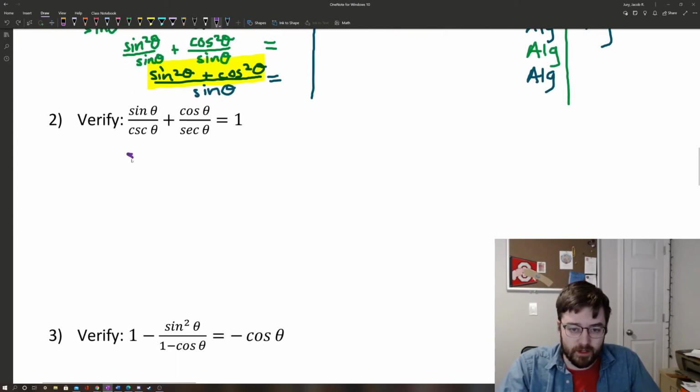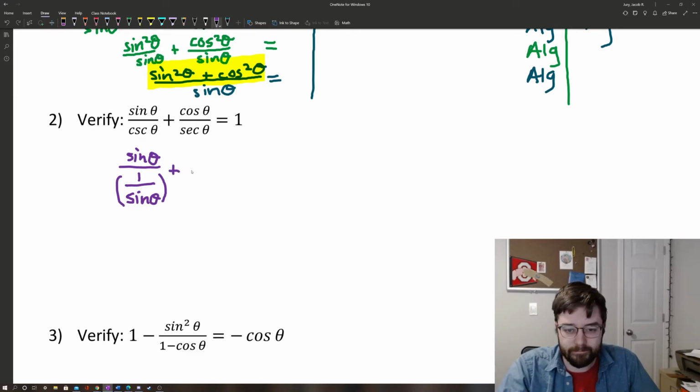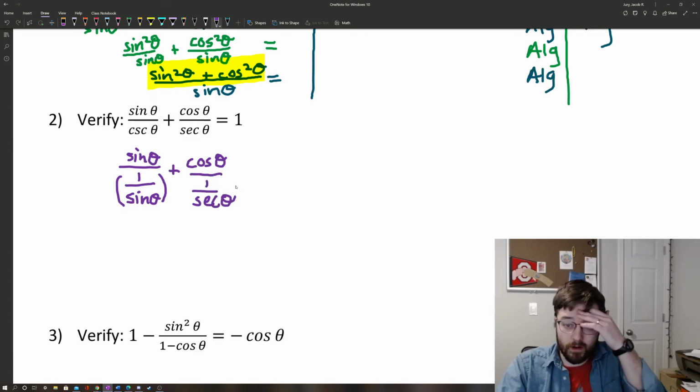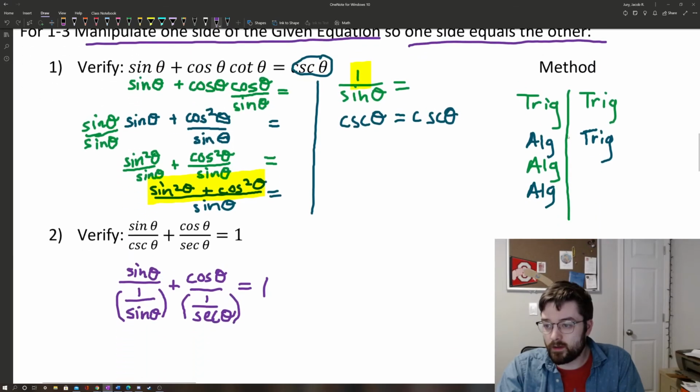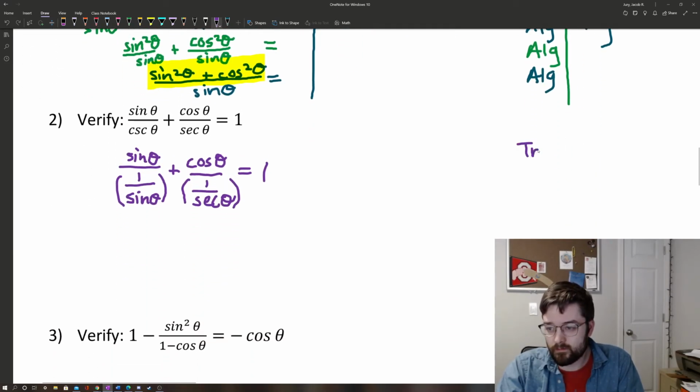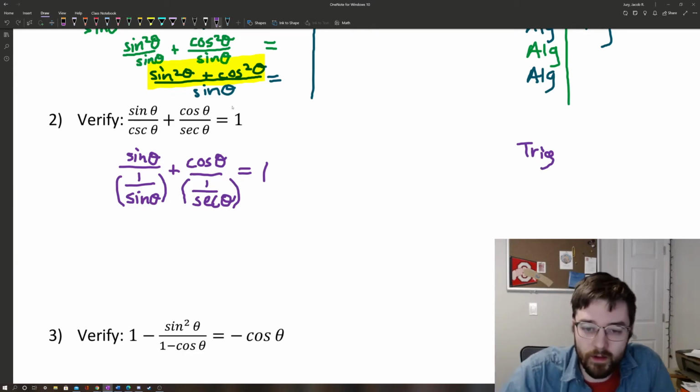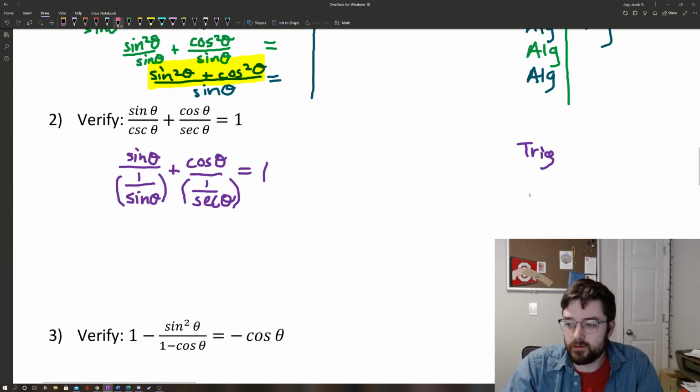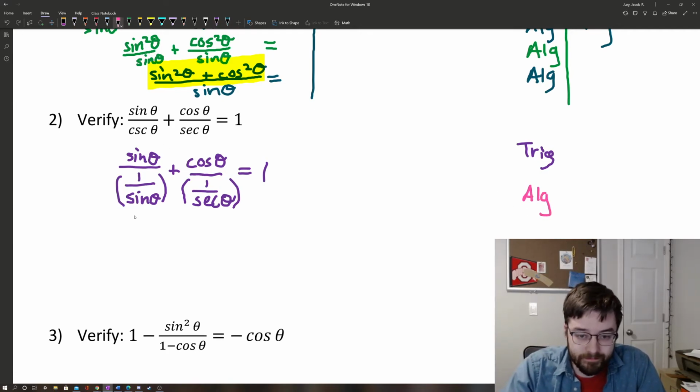I'm going to change my cosecant into 1 over sine theta. So I've got this nasty fraction going on. And then over here, my secant is going to be 1 over cosine theta. So I've started this problem off with a reciprocal identity. So under my method section, I'm going to put trig. Now, next, I'm going to use algebra to multiply by the reciprocal.